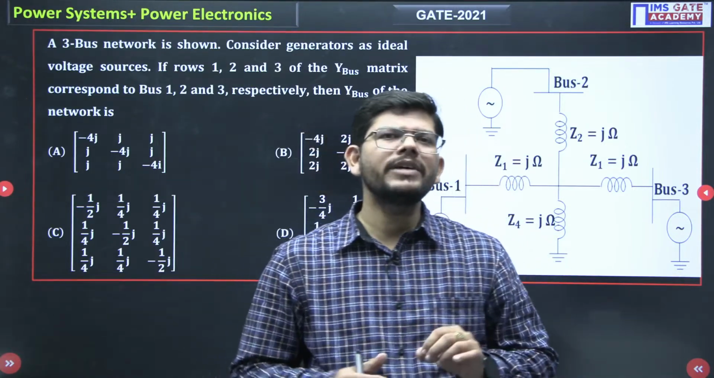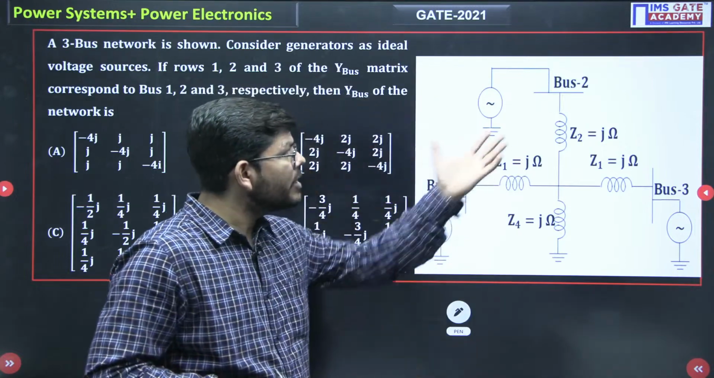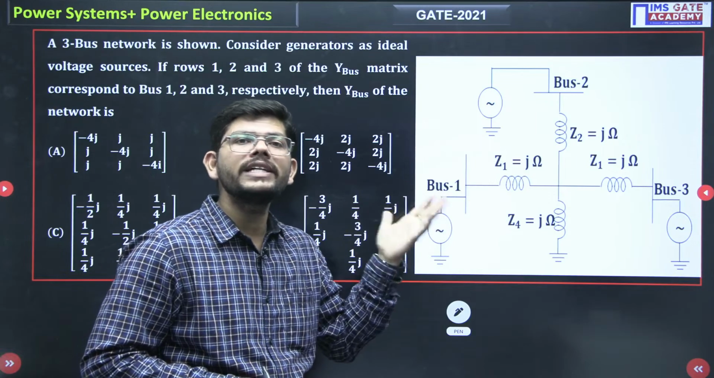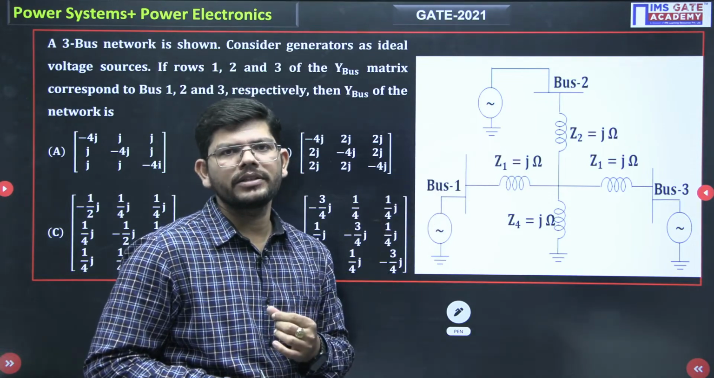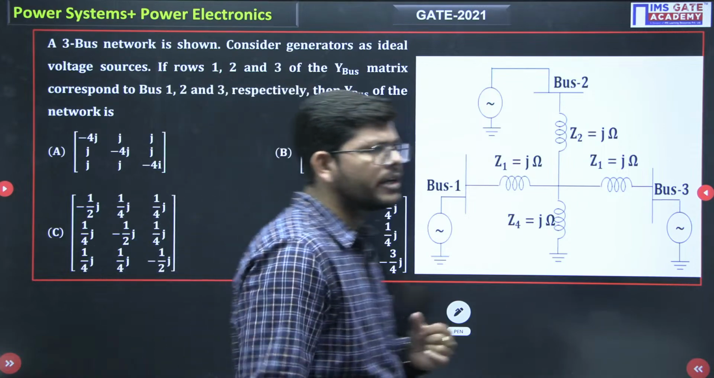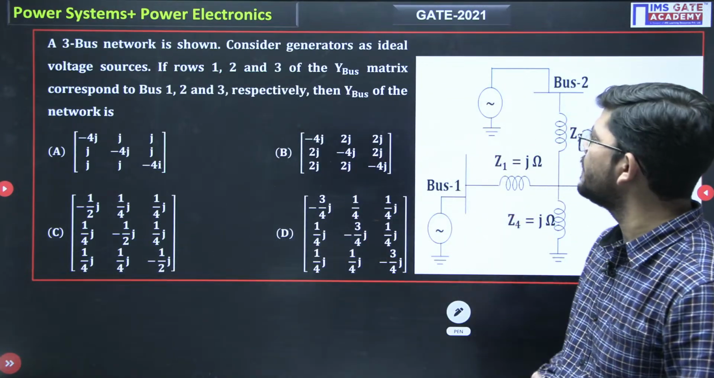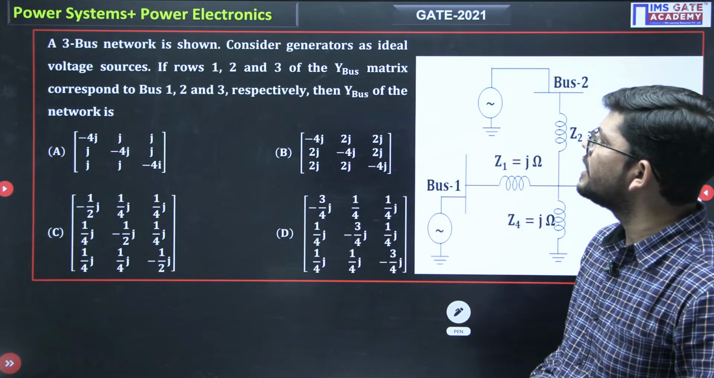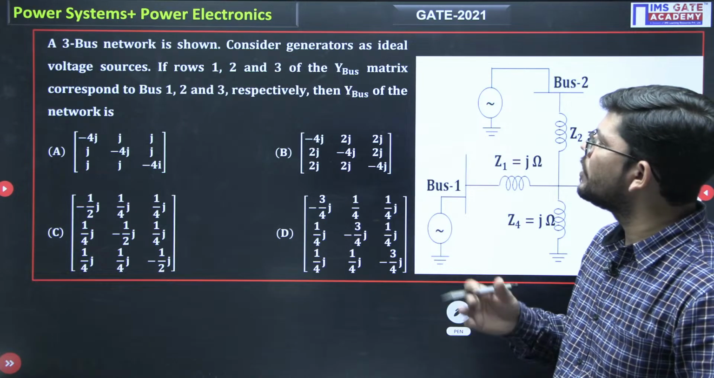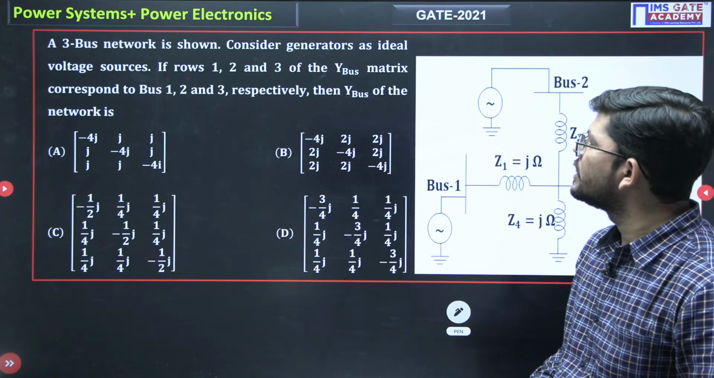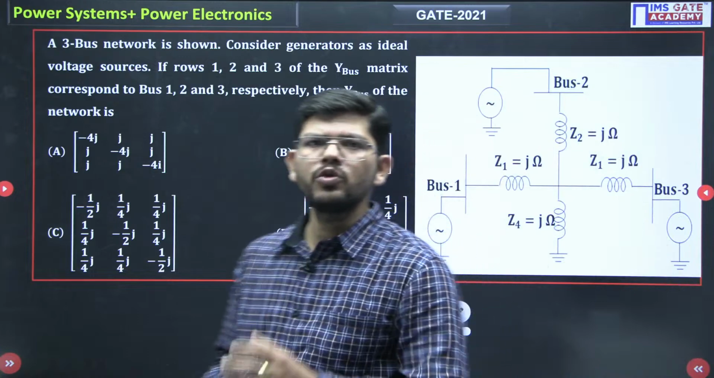But in this question, they have given such a bus impedance network that it was not easy to find the Y bus matrix. Just see what they have given to us. We have a 3-bus network as shown in the figure. Consider generators as ideal voltage sources. If rows 1, 2, 3 of the bus matrix correspond to bus 1, 2, 3 respectively, then what will be the Y bus matrix? So just look into the network.